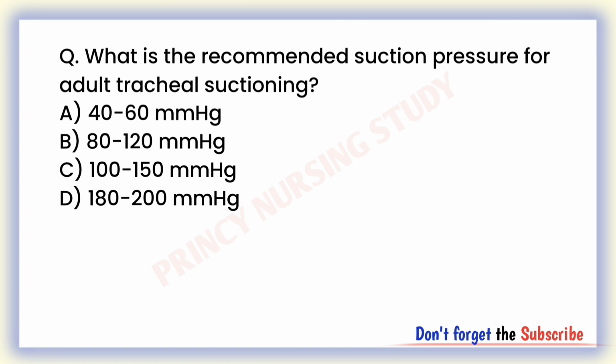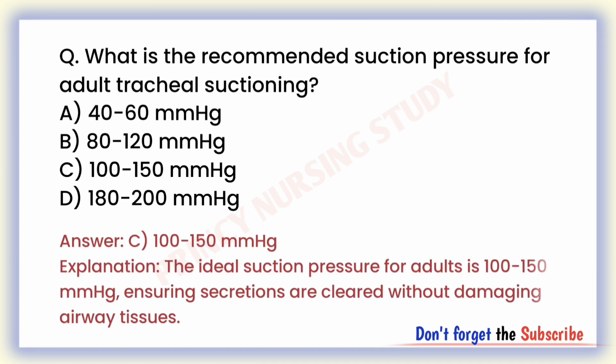What is the recommended suction pressure for adult tracheal suctioning? Correct answer is C, 100 to 150 mmHg. The ideal suction pressure for adults is 100 to 150 mmHg, ensuring secretions are cleared without damaging airway tissues.